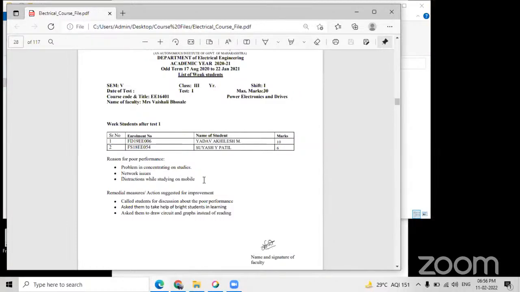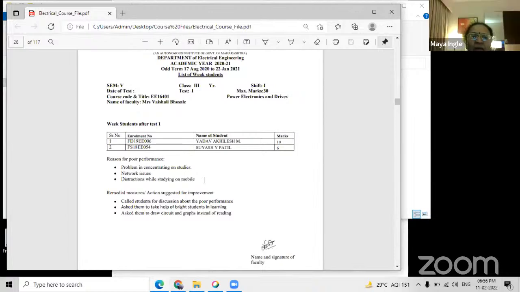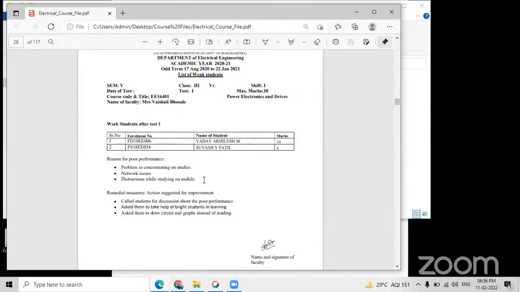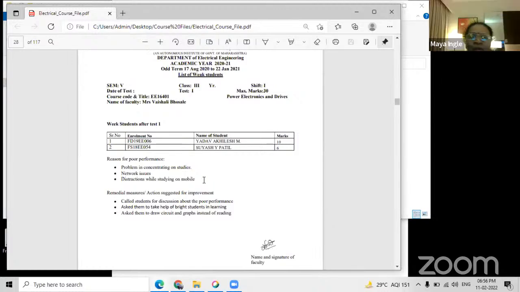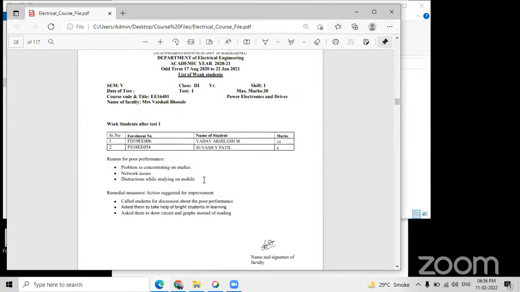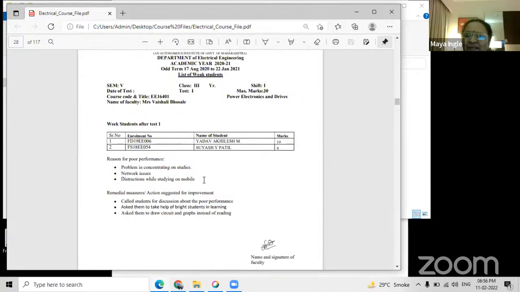Ma'am, two faculty members are saying, please, we request you to share this file. And they say that this is somewhat different from what they normally use. Okay, I will share. See, I am telling you that this is one of the examples.